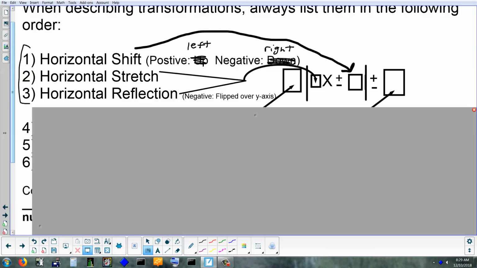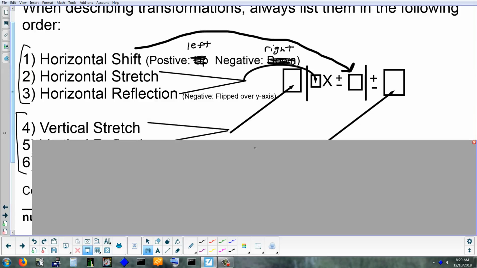Okay, so 1, 2, and 3, that was all your horizontal. What do you think 4, 5, and 6 are? Yep. Vertical. That's all your vertical. All right. Does anybody remember the first vertical one we do? And it's actually not the same order. It's not shift, stretch, reflect. Yep. Stretch. So the first one is a vertical stretch, and that's part of what that first box can do. It can stretch.